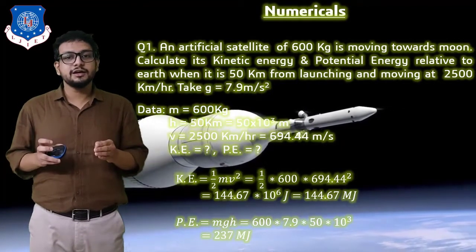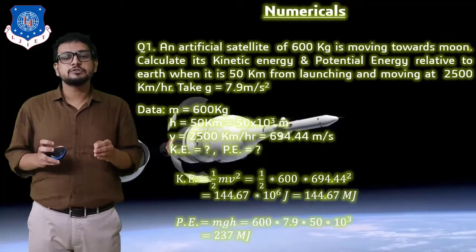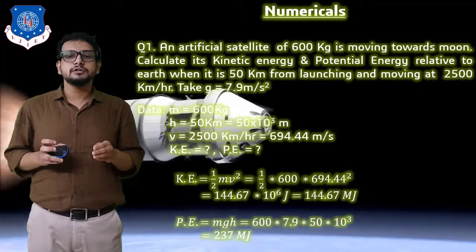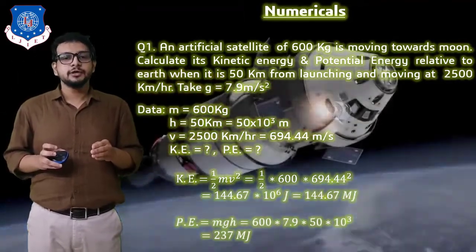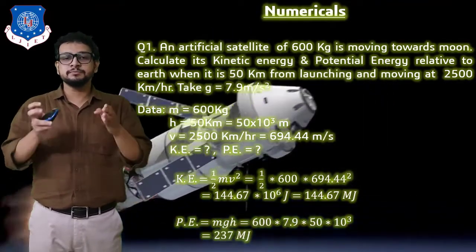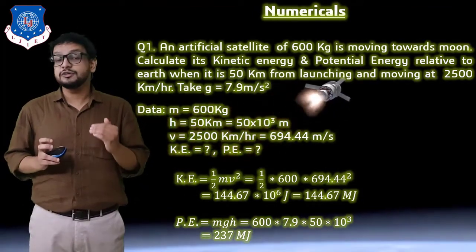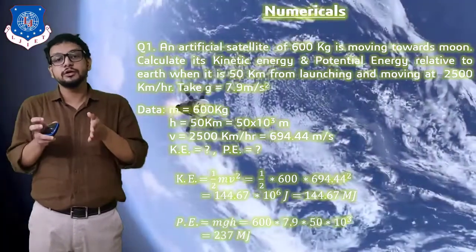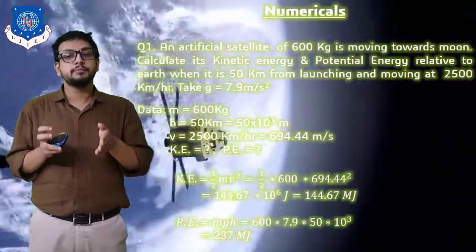It has been given in the data that we need to take gravitational acceleration, that is small g, equal to 7.9 meter per second square. So first of all you have to write the data. The data given is the mass of an artificial satellite, that is 600 kg. H is given, that is the height of the satellite from its launching position, 50 kilometer. And velocity is also given, that is 2500 kilometer per hour.